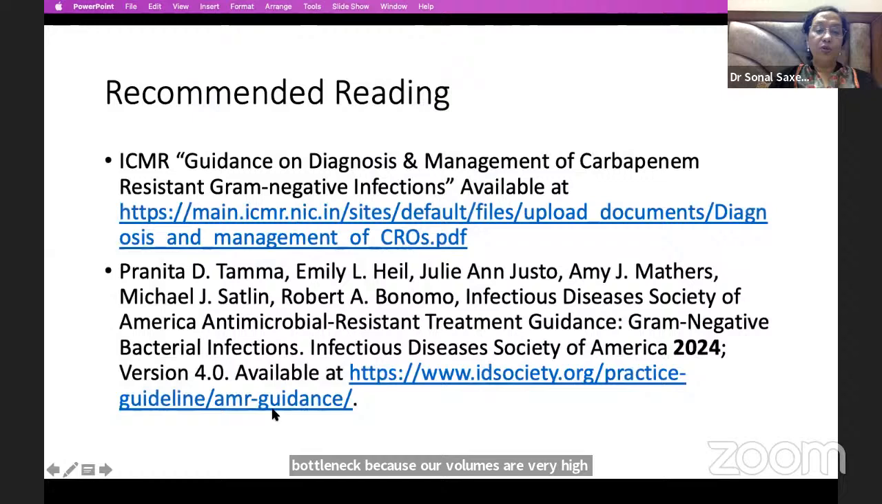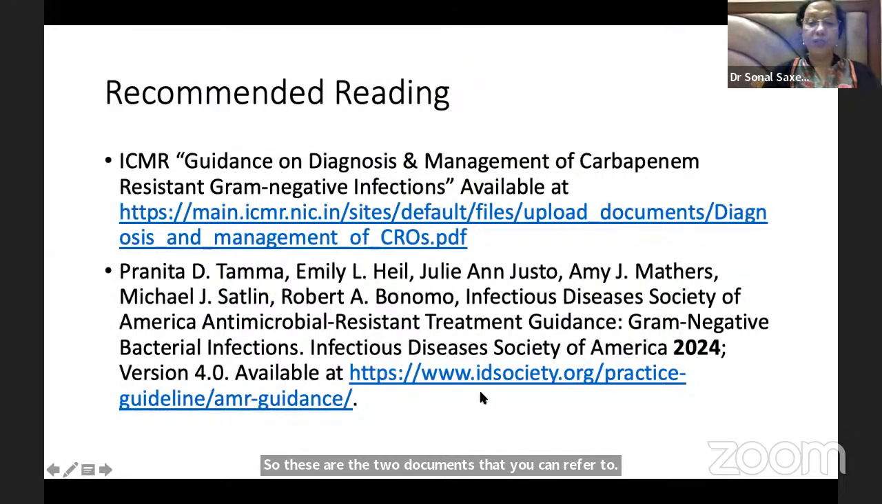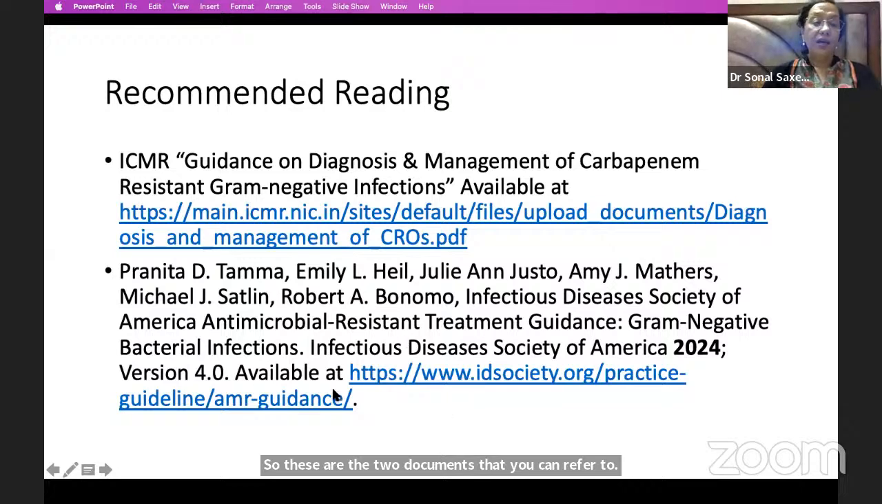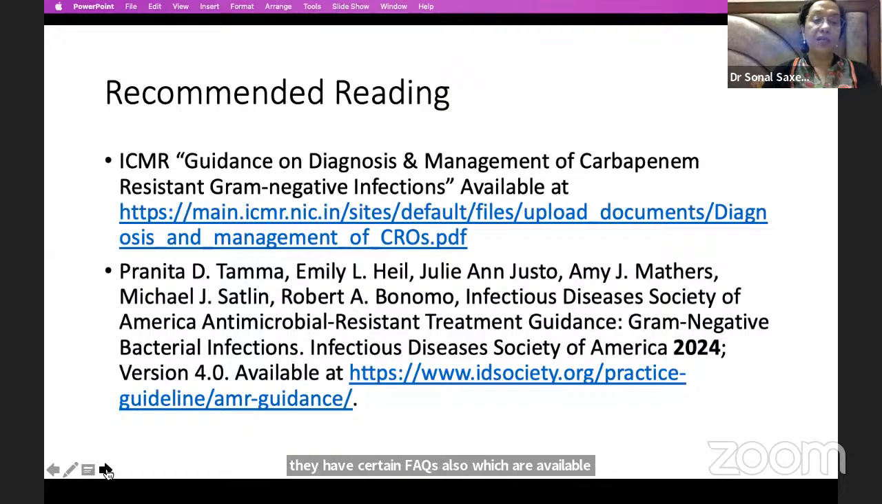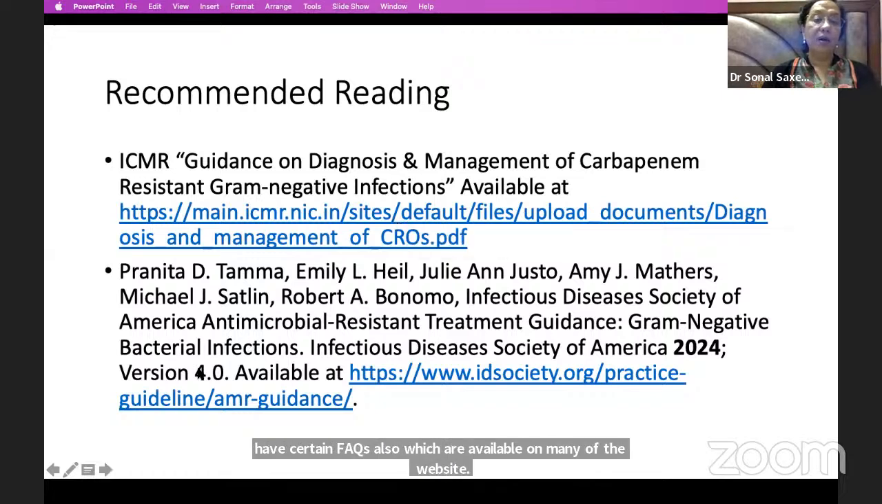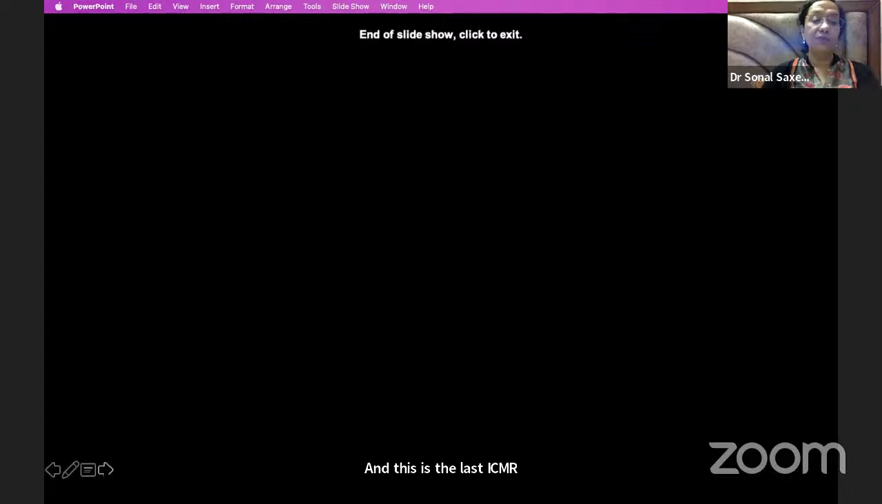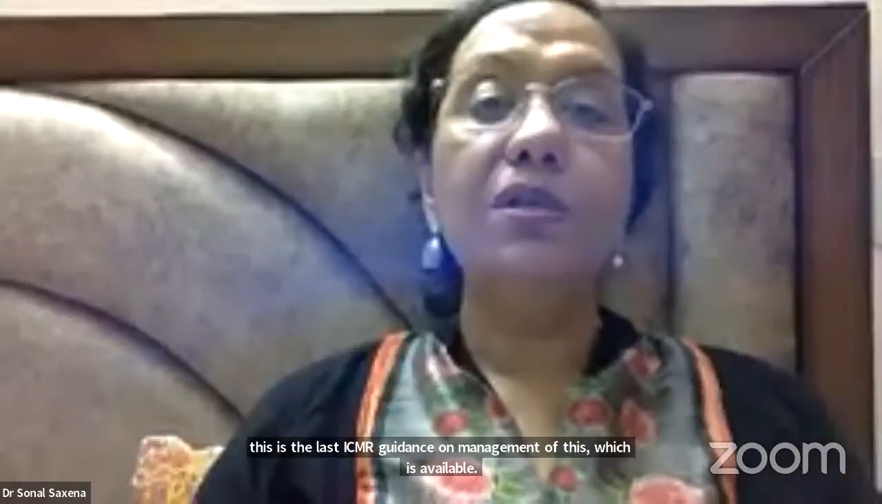So these are the two documents that you can refer to. One is the IDSA guidelines. Please, all the exam going PGs do read these guidelines. They have certain FAQs also, which are available on many websites. And this is the latest ICMR guidance on management of this, which is available. So that's all. Thank you so much for patient listening.